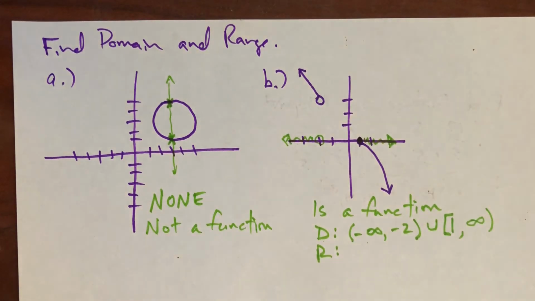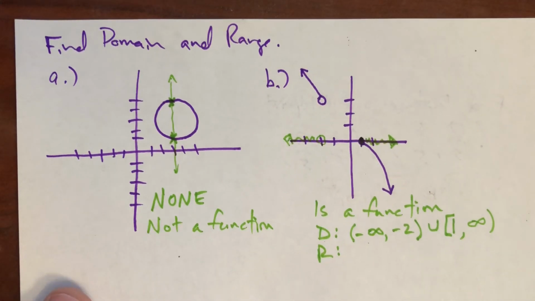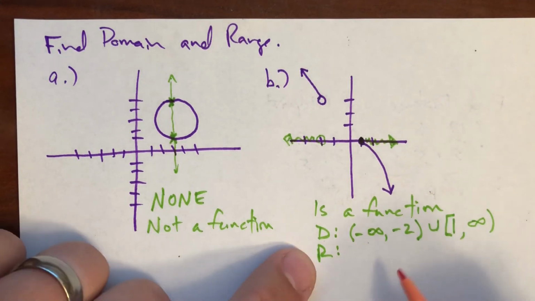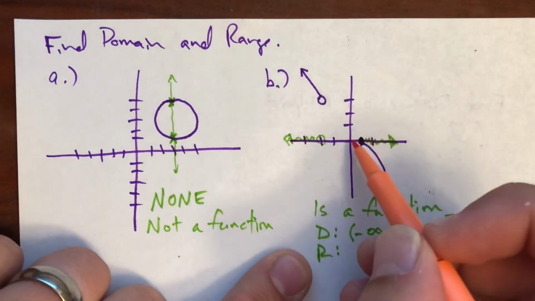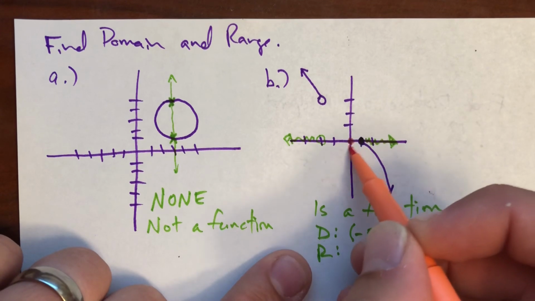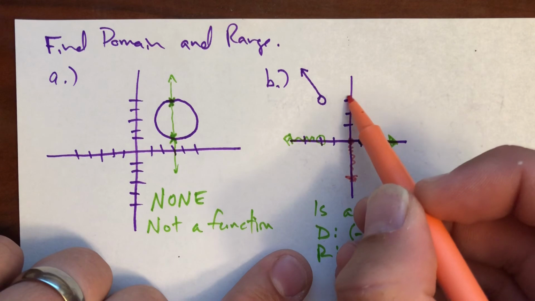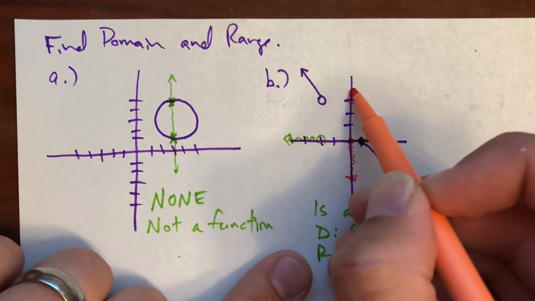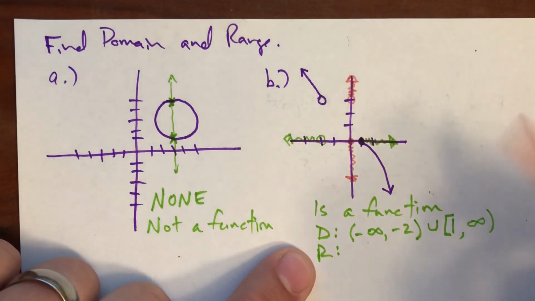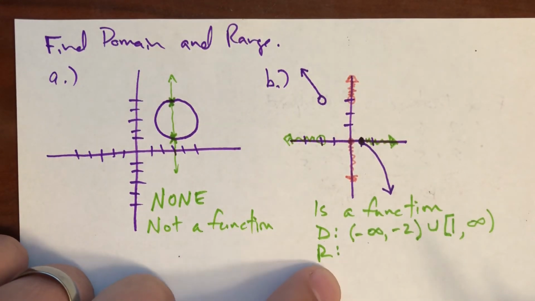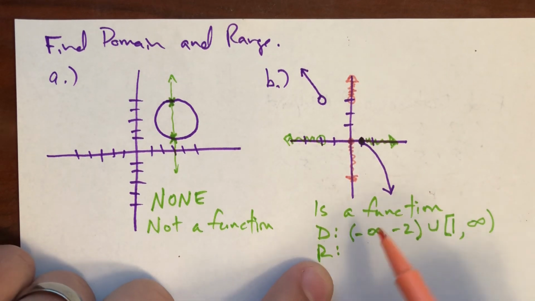Let me use a different color for the range. If I want to do my range, we can do the same thing. If I squish everything to the y-axis, then I'm just going to have this point and down, all the way down. And if I squish all this just to the y-axis, because that's really all we care about for range, we're going to have this interval. So again we have the union of two intervals.